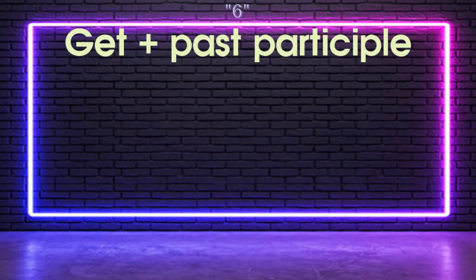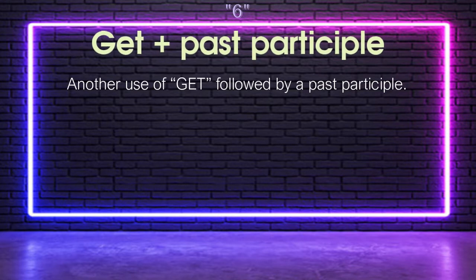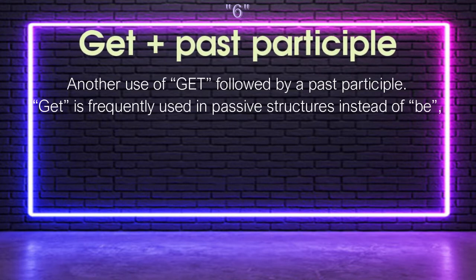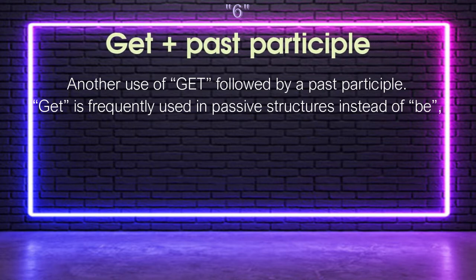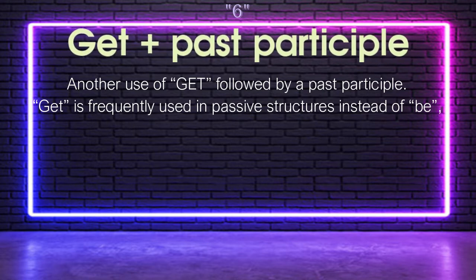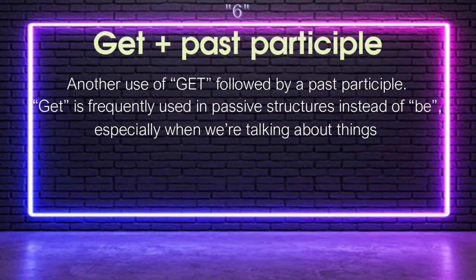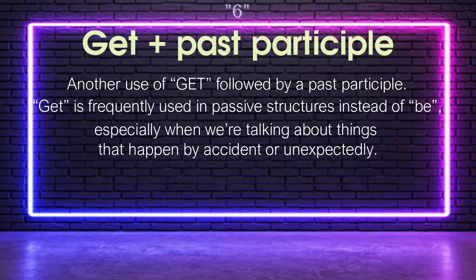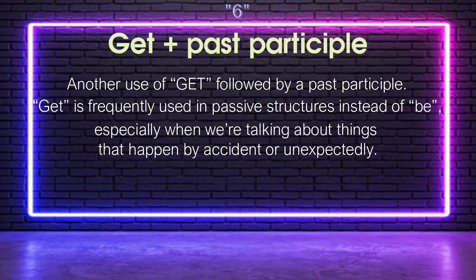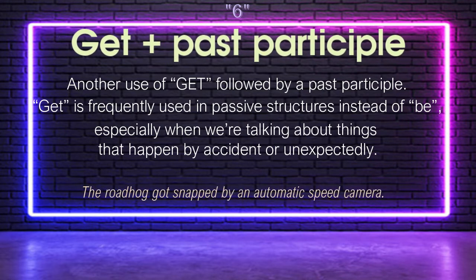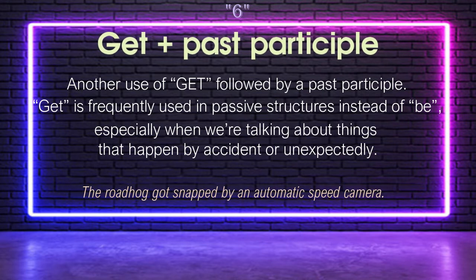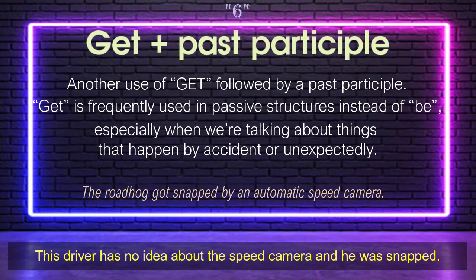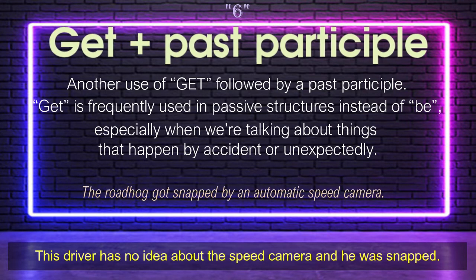Get plus past participle. Another use of get followed by a past participle. Get is frequently used in passive structures instead of be, especially when we are talking about things that happen by accident or unexpectedly. The warthog got snapped by an automatic speed camera. This driver has no idea about the speed camera, and he was snapped.